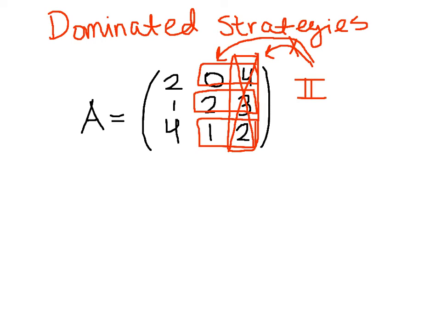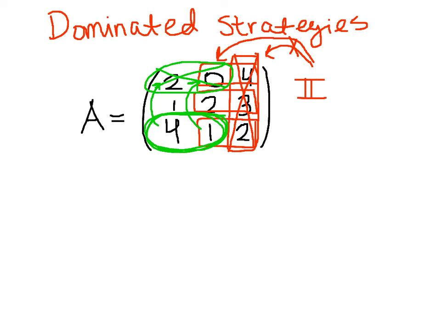There's something similar that you can do for the rows. Notice now that player number 1 will never ever want to pick this row, because it's always better to pick the last row, because the 4 down here is bigger than the 2 and the 1 here is bigger than the 0. So player number 1 is always better off picking the bottom row. So the bottom row dominates the top row and we eliminate the dominated row.